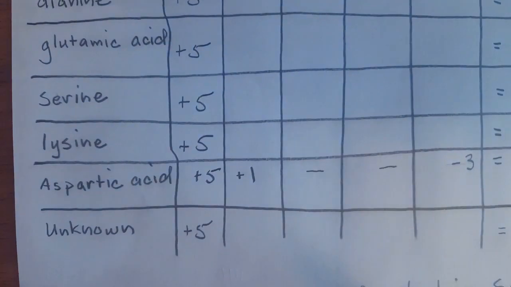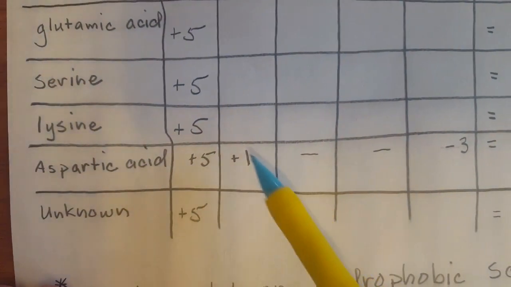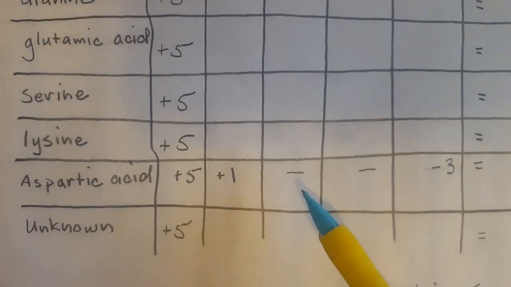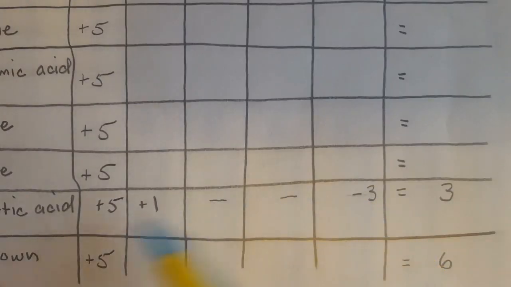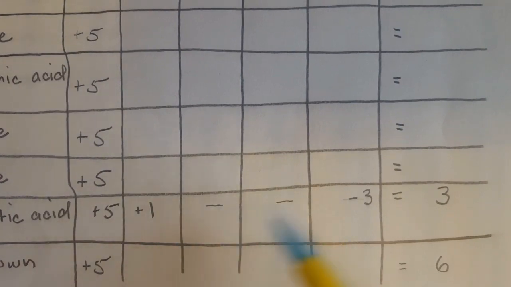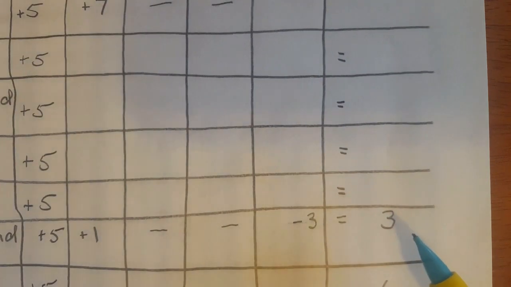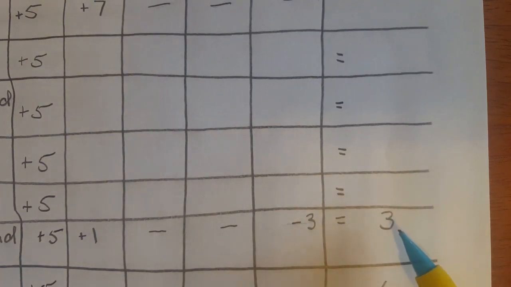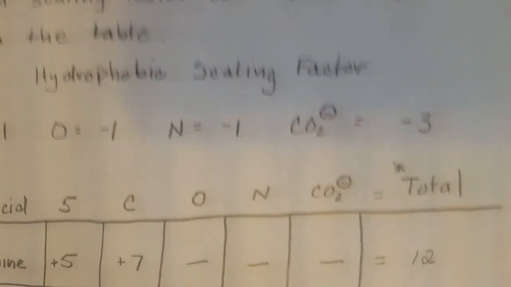So when we go to our table for aspartate, again all of these start with a 5. It's got 1 carbon, so that's +1. It has no oxygen, has no nitrogen, but it has a carboxylate, so that gets a -3. We add all these up, and that's going to be 6 minus 3, or a total of 3. So this is the smallest scaling factor that we're going to have as a total. So this is not going to travel very far at all on our paper.